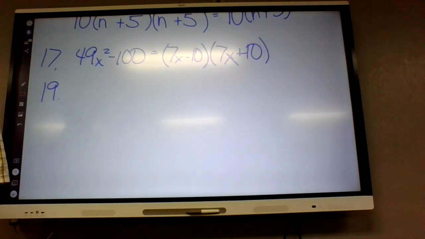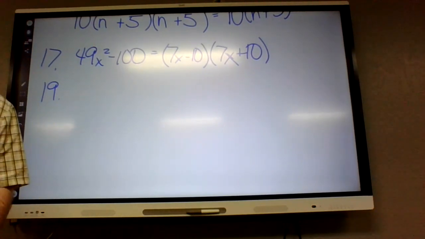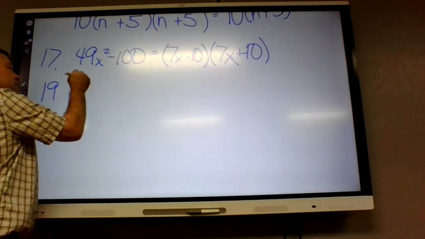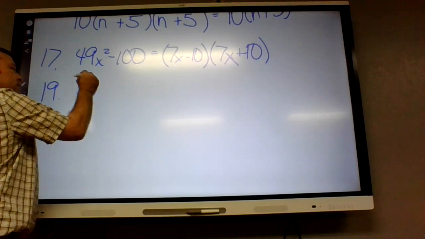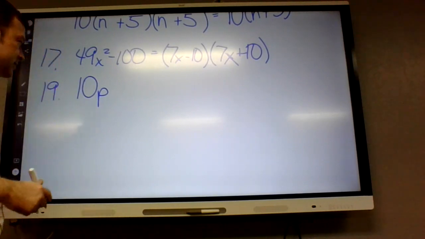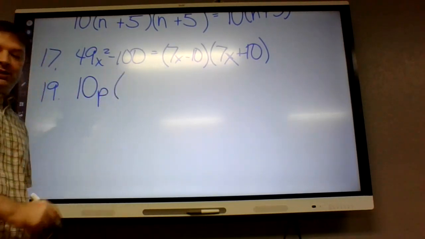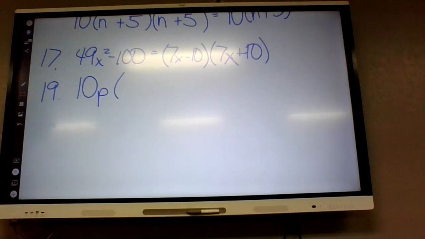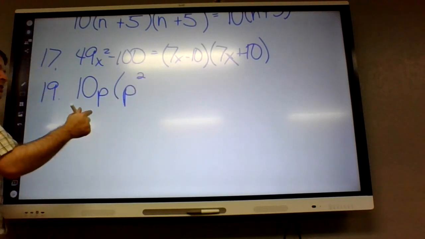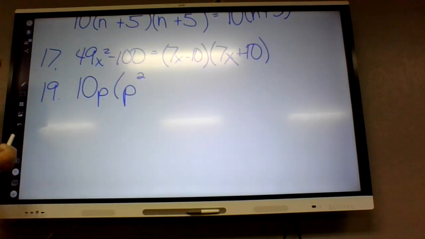Alright, can we take anything out on 19? 10. 10P. Yeah, I gotta watch out for those letters. They both have at least a P, so you have to take that out. So if I divide by 10P, what's 10P cubed divided by 10P? P squared. Right, basically we're just subtracting 1P out from the exponent.